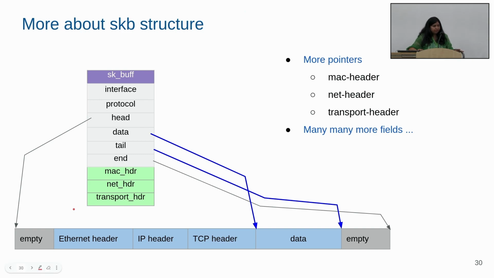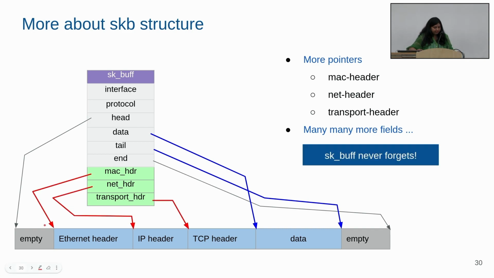For example, we were only pointing to the start and the end of the data packet. If you want to provide pointers for the start of the Ethernet header, the start of the network header, the transport header, you have pointers to them also, and pointers to the start of data. And remember, data is never lost.